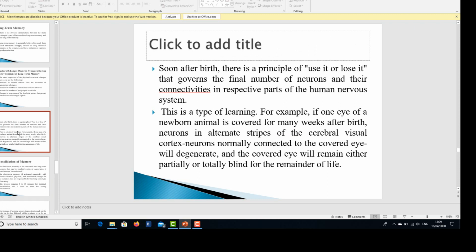Soon after birth, there is a principle of use it or lose it that governs the final number of neurons and their connectivities in respective parts of the human nervous system. This is actually a type of learning. For example, if one eye of a newborn animal is covered for many weeks after birth, neurons in the alternate stripes of cerebral visual cortex neurons normally connected to the covered eye will degenerate, and the covered eye will remain either partially or totally blind for the remainder of life.